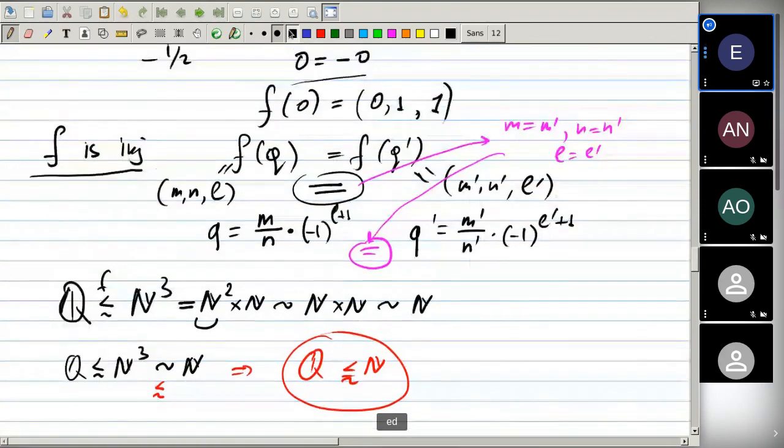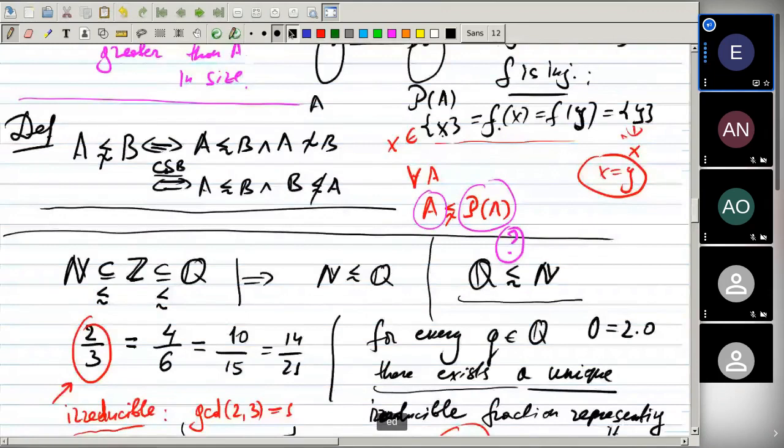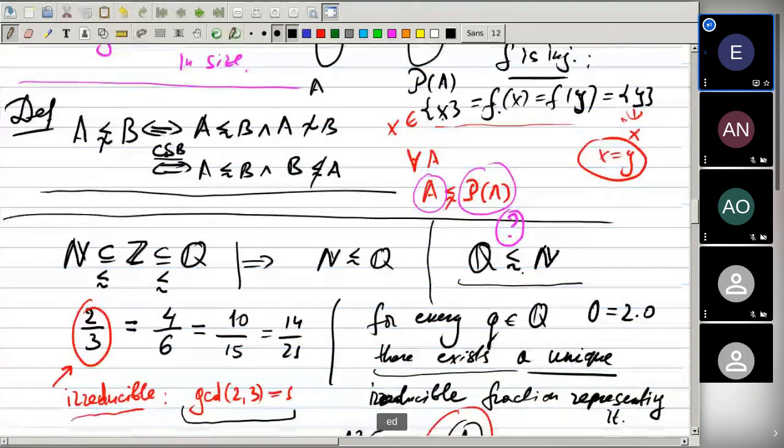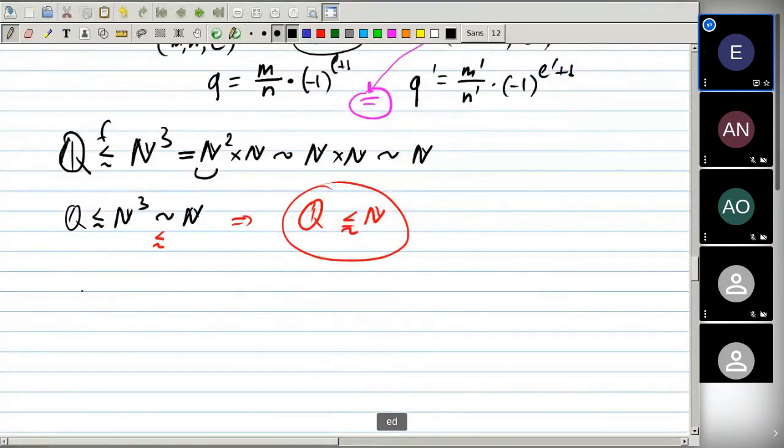Let us come back a few steps. We know that N is embeddable into Z, Z is embeddable into Q, and now Q is embeddable into N. So we have the following chain of embeddings. N is embeddable into Z, Z is embeddable into Q, Q is embeddable into N. Do you agree?